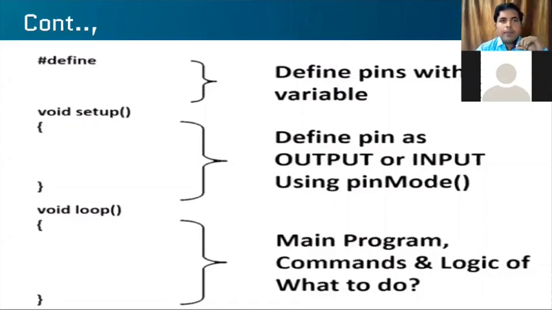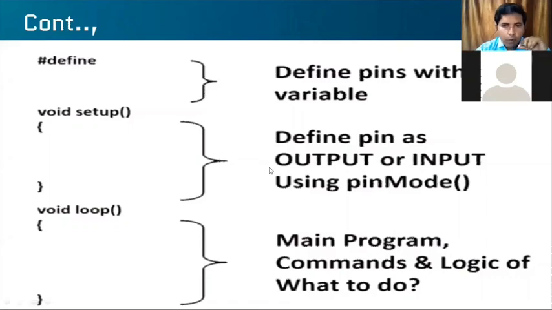See here, it has three sections: define, void setup, void loop. As I already said, define the pin with a variable. In the define section, suppose I'm using pin number 13. I have to define it here: LED blink equal to pin 13. So I am defining it with an int value, or whatever value you are using. You have to define that pin number before starting, in the define section.